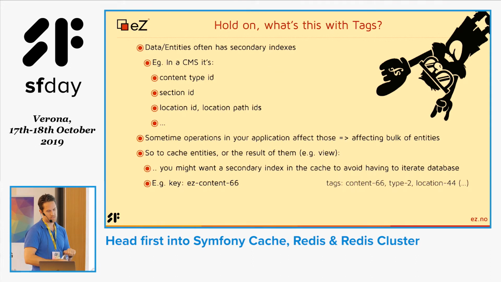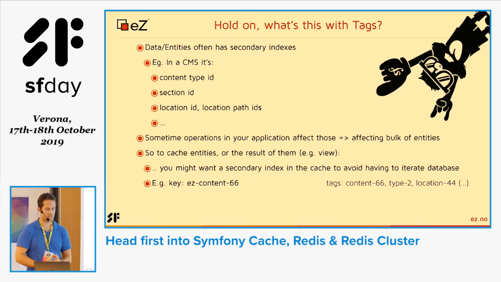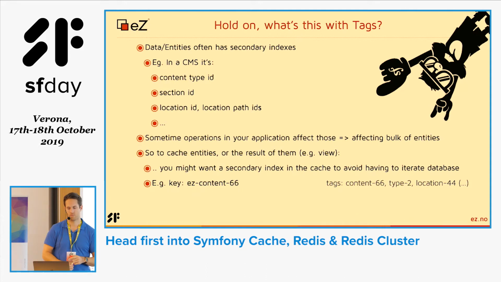So to cache entities, or the result of them, we want this kind of secondary index also in the cache. In this case, the key might be content with ID, and we need to apply some tags to that. For instance, the type 2, which in our system would be a folder.